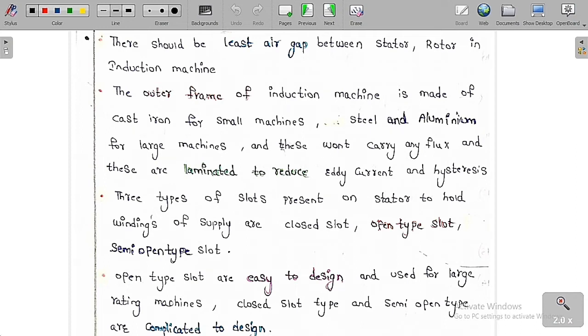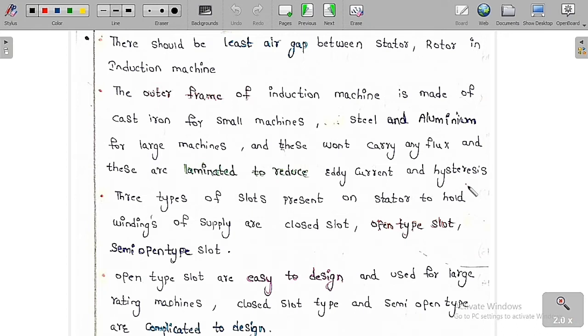Whereas in the case of the induction machine, the outer frame is made of cast iron for small machines, and steel and aluminium for large machines. The outer frame of an induction machine will never carry any flux, but it is laminated to reduce the eddy current and hysteresis losses. So this is a very important point.